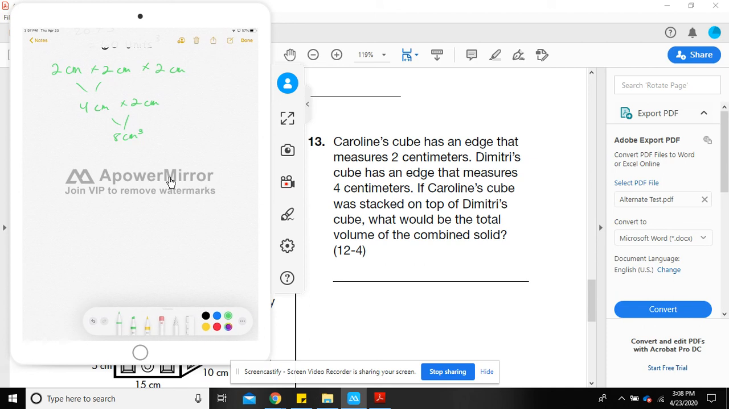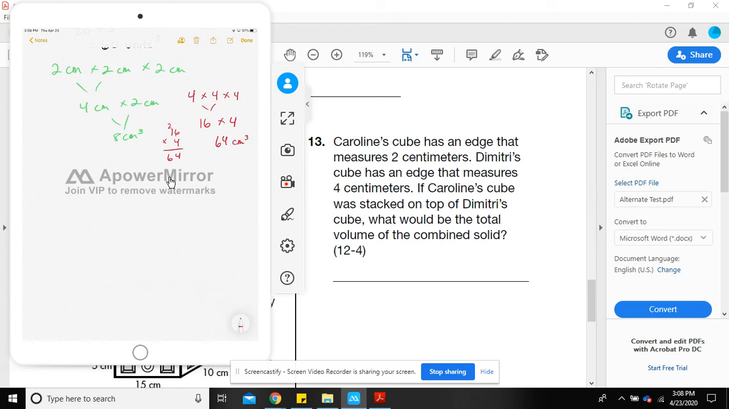Okay. So if Dimitri's cube has an edge that measures 4 centimeters, that means that his, let's use a different color for his. That means that his is 4 centimeters tall by 4 centimeters wide by 4 centimeters in length. 4 times 4 is 16 times 4 more. If I don't know how to do that, I do that very quickly on the side. Okay, so I get 64. I get 64 centimeters cubed.